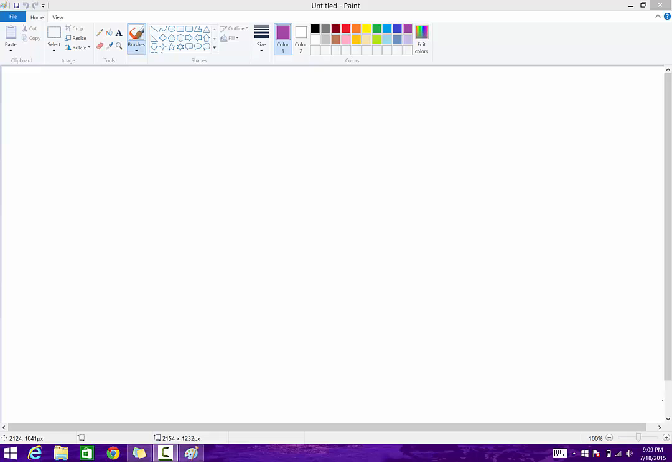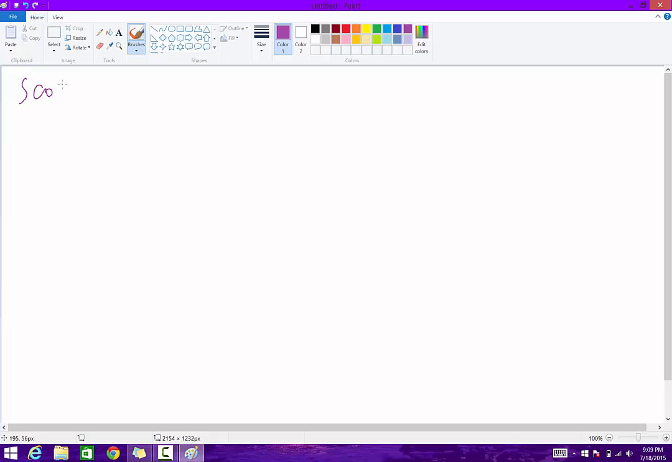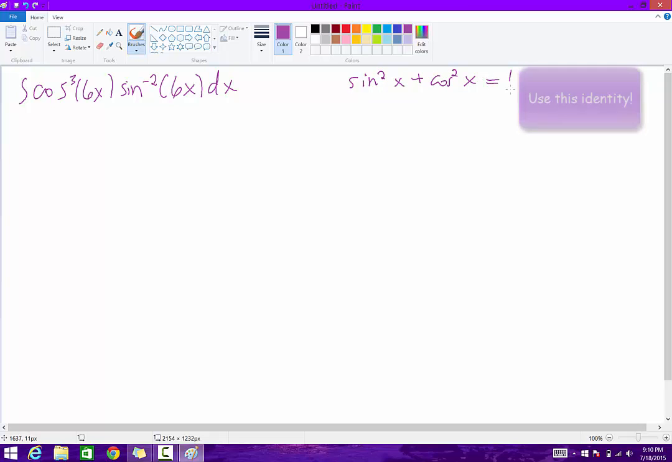We are going to evaluate the integral of cosine cubed of 6x times sine to the negative 2 power of 6x dx. To evaluate this integral, we can use the rule sine squared of x plus cosine squared of x equals 1.